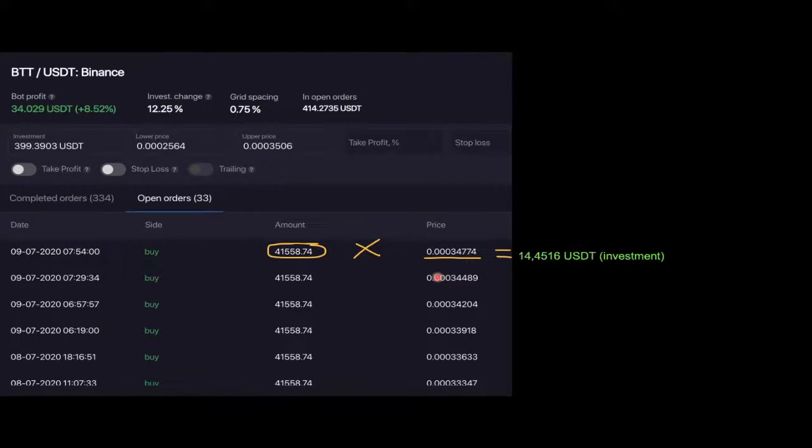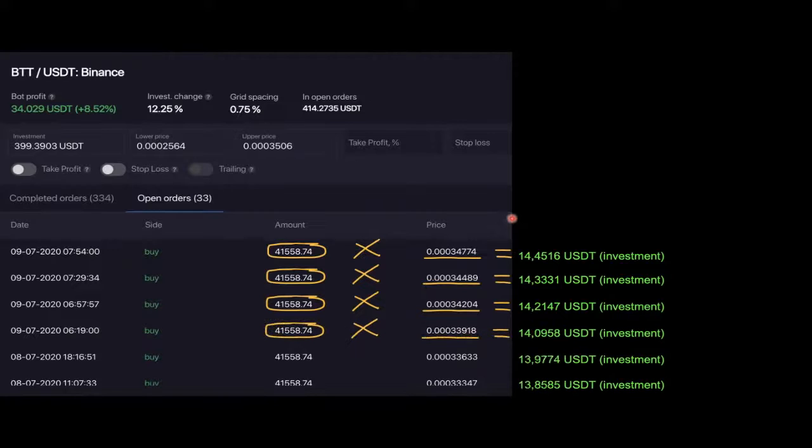So notice that there's parity here in terms of amount. But if you multiply the amount by the price, you will find that in this case the investment value per each level is going to be different, all right? If the price is lower, then of course the investment spent will be less, whereas with the higher price, the investment is going to be bigger.